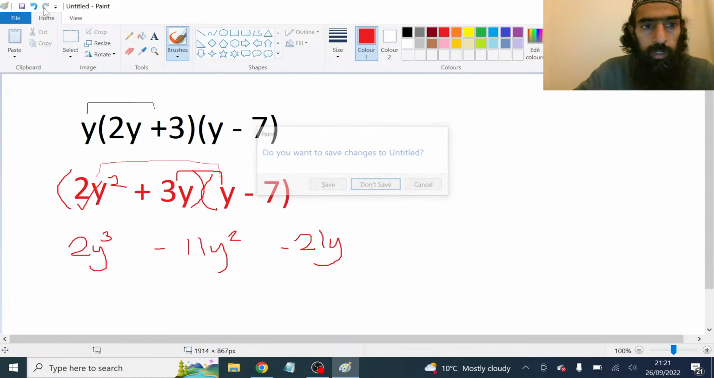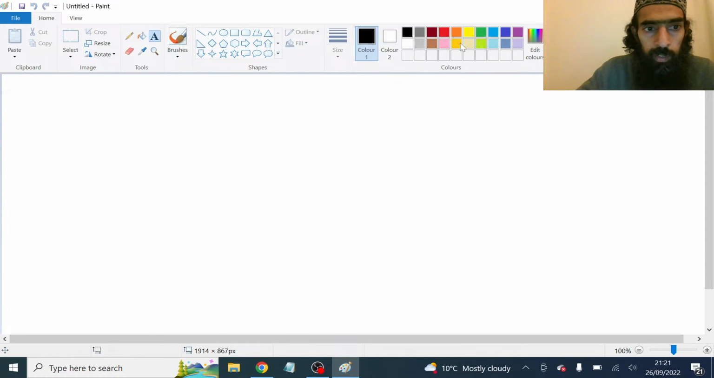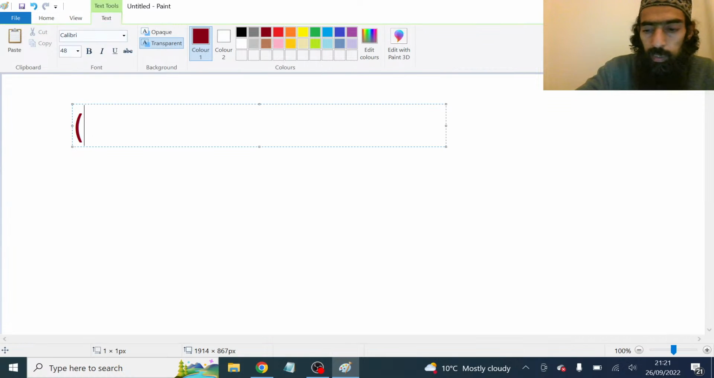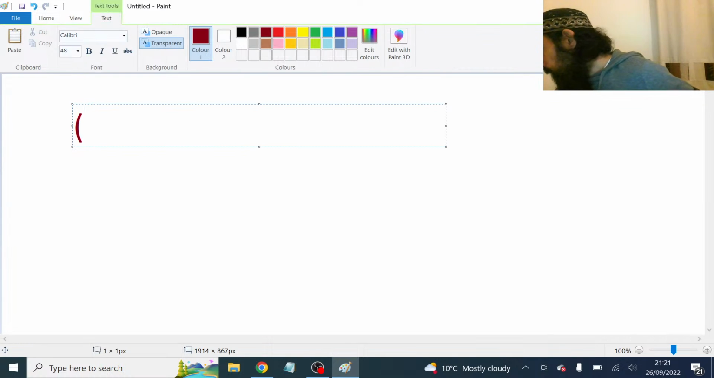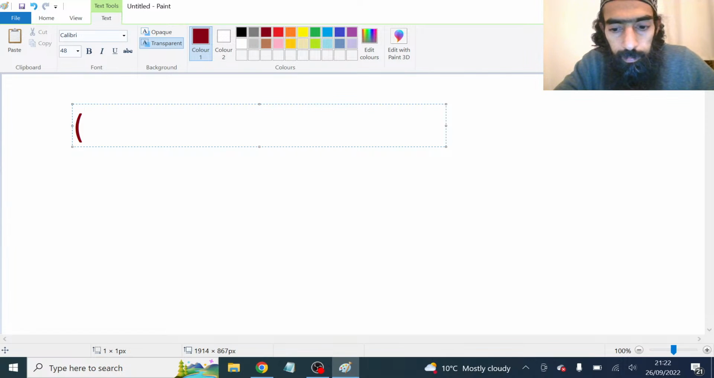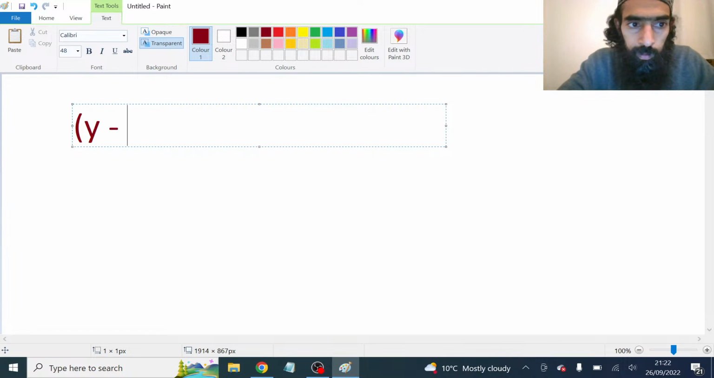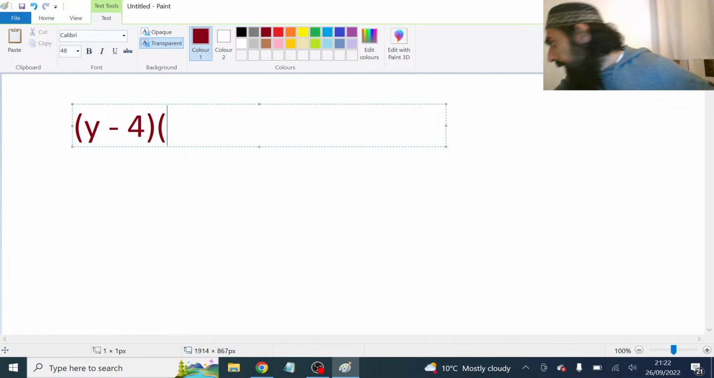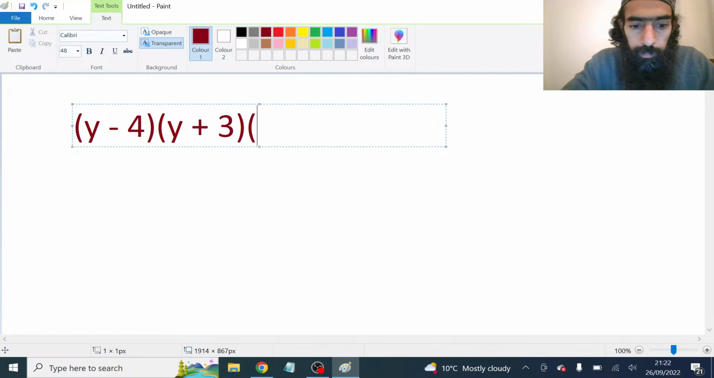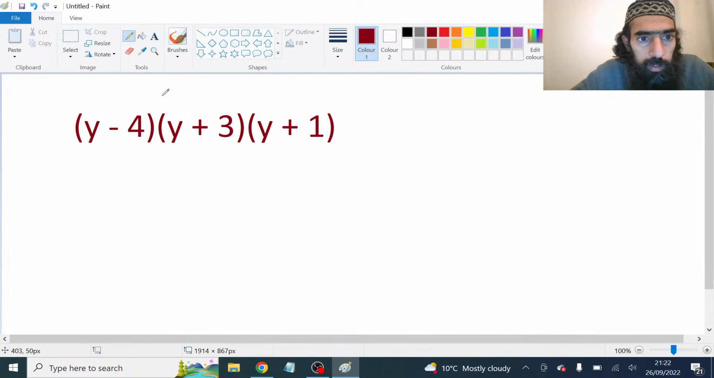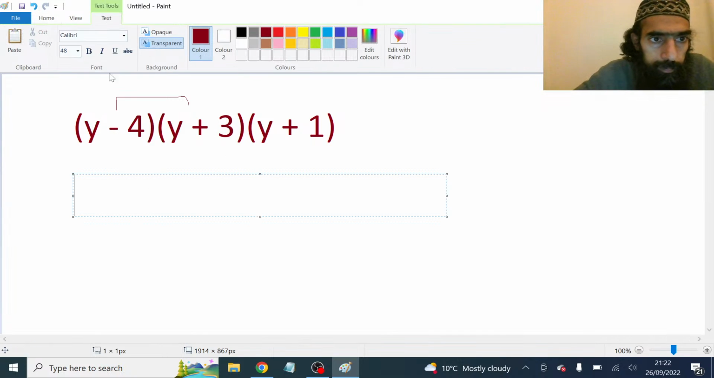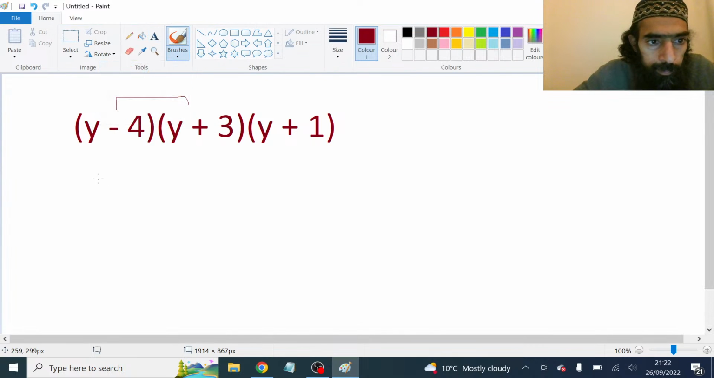Okay, let's try that on a slightly harder one. So this time we have a couple of brackets, actually triple brackets. So we have y minus 4, y plus 3, y plus 1. Okay, so again, I'm just going to pick the first pair. I don't have to pick the first pair, but it's just easier to go in the order that it's set.